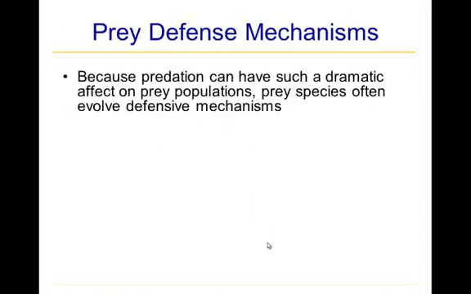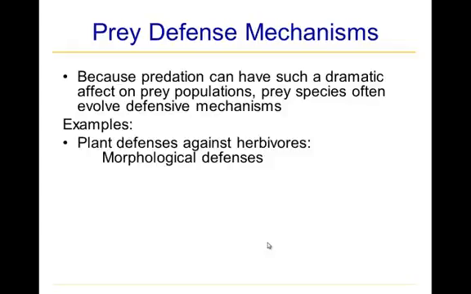And this is, again, because of the dramatic effects that can happen. Some examples of defenses are plant defenses against herbivores, which include morphological defenses. We're talking about anatomical defenses, such as the development of spines, and we'll talk about those later. Chemical defenses, putting toxic or unpalatable chemicals into the leaves of plants, can certainly reduce the number that are eaten by herbivores.